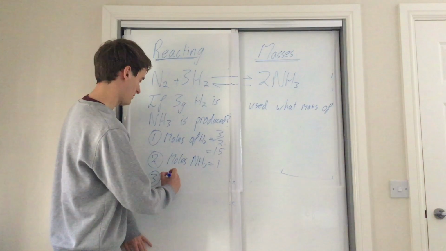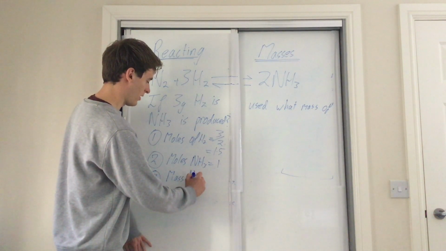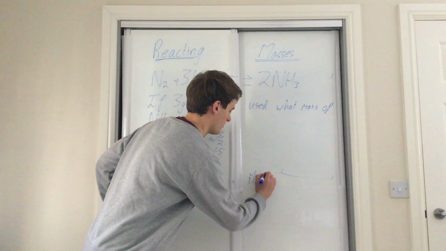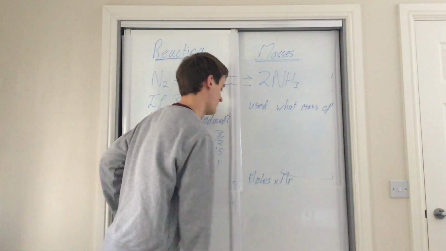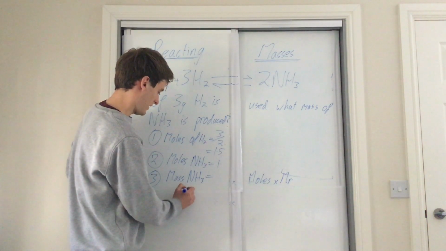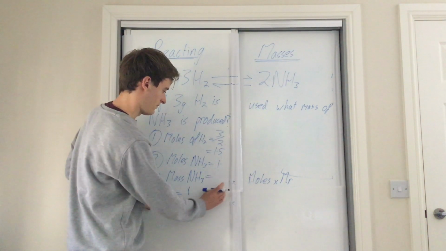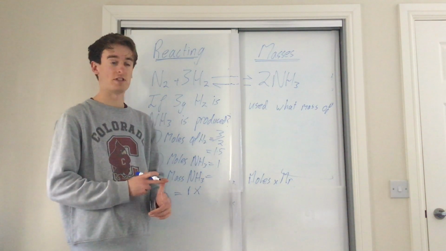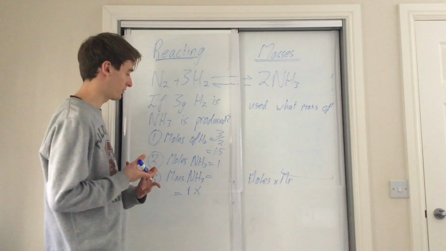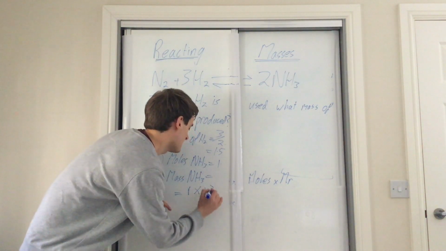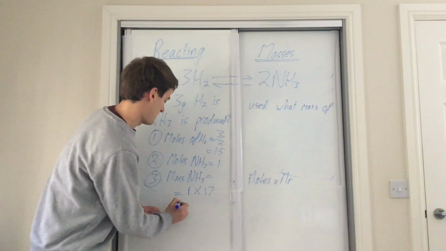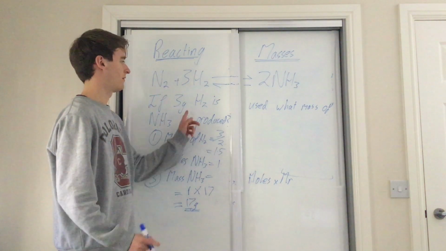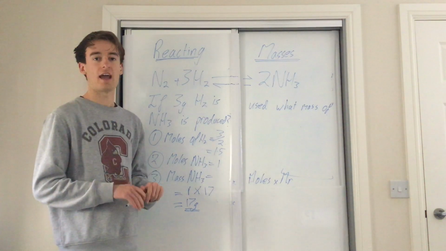Now the final step is to get the mass of ammonia, which equals, as always, moles times MR, which equals 1 mole times the MR of ammonia. Nitrogen is 14, and we've got 3 hydrogens there, so that's 3. So it's a total of 17, which means we make 17 grams of ammonia from 3 grams of hydrogen, obviously assuming that's in excess nitrogen.